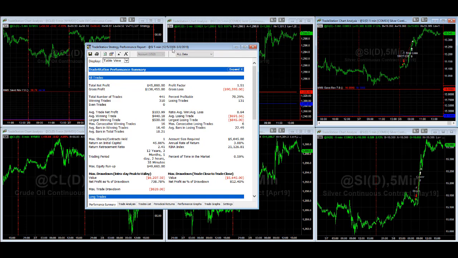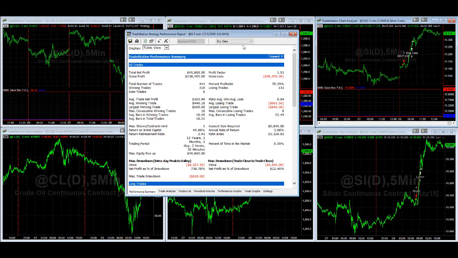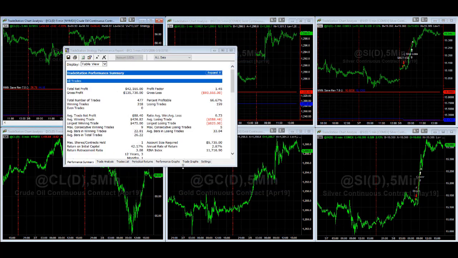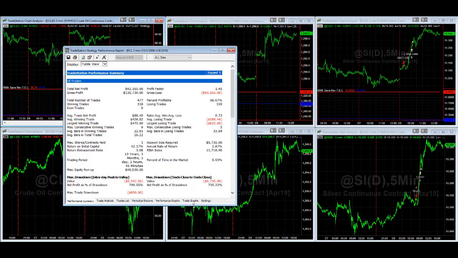These are strategies that test well back to 2006 when the electronic markets for each of these started trading actively, and exact same parameters, exact same custom session. These are the performance summaries that you get. So you see crude oil, or this is silver. Let's look at crude oil. Let's click on the first one.